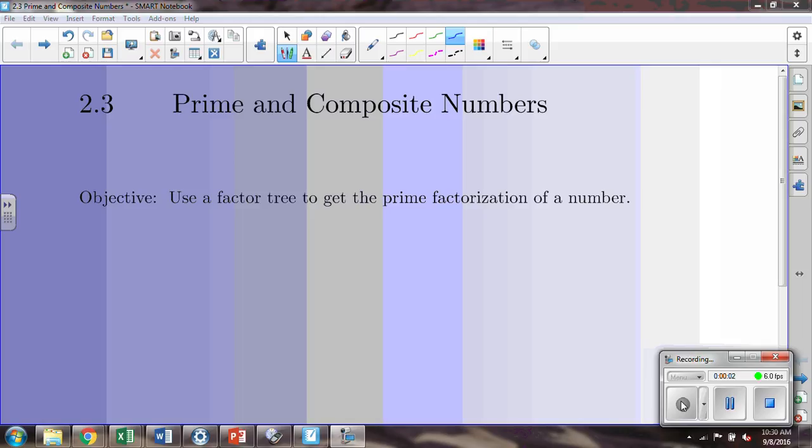And with this lesson, we are going to discuss prime and composite numbers. Our objective is fairly straightforward. We want to create a factor tree and use the factor tree as a tool to figure out what the prime factorization of a number is.